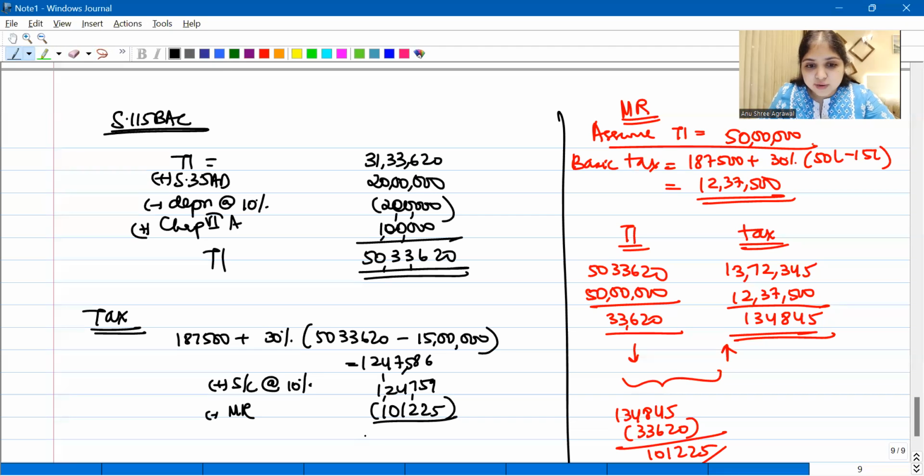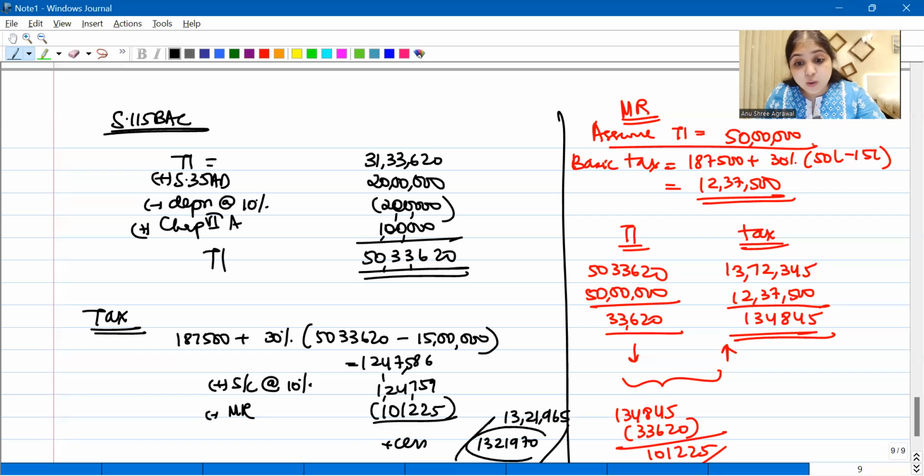1,01,225. So what's your final number? Also add cess and tell me the total number. 12,47,586 plus 1,24,759 minus 1,01,225 plus 4% cess. This is going to be 13,21,965, which we will have to round off, guys. We'll round off to 13,21,970. Okay, now we will take this number to our chart again.